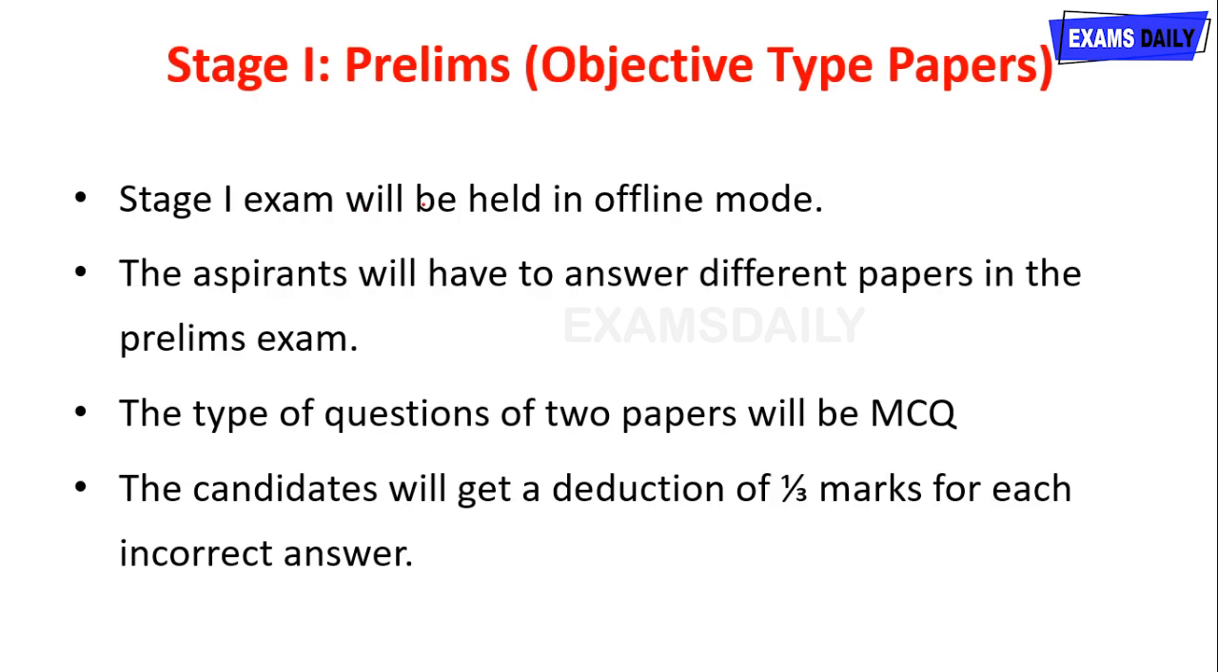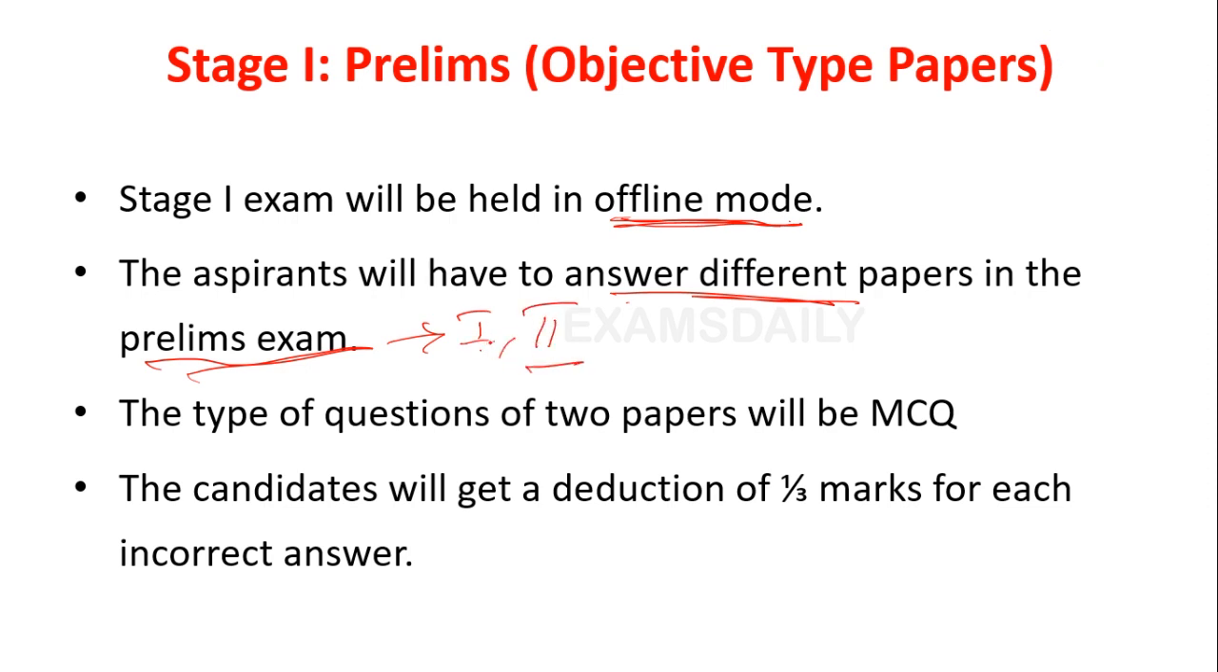Stage 1, the preliminary examination, is an objective type paper and you are going to write this examination in offline mode. It comprises 2 papers, and it is held in offline mode only. The aspirants have to answer different papers in the preliminary examination, that is paper 1 and paper 2. You write paper 1 in the morning session and paper 2 in the afternoon session.